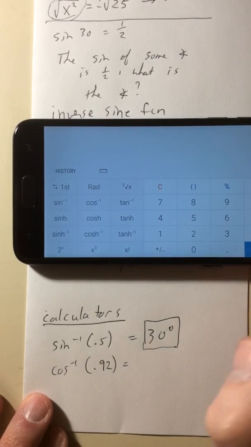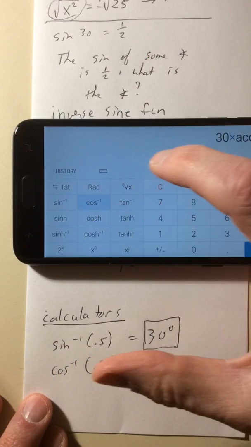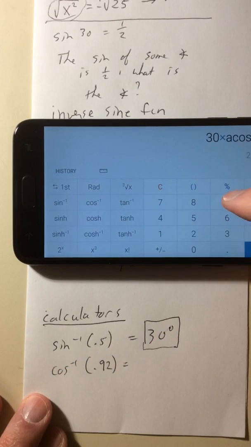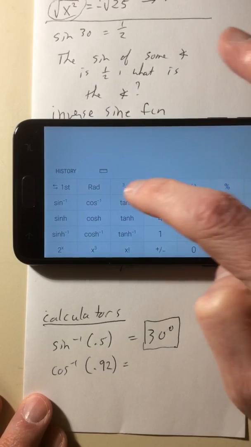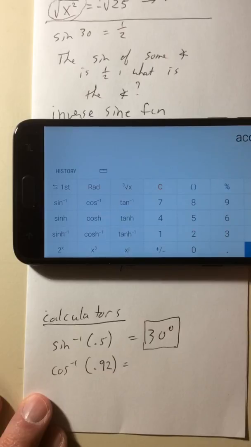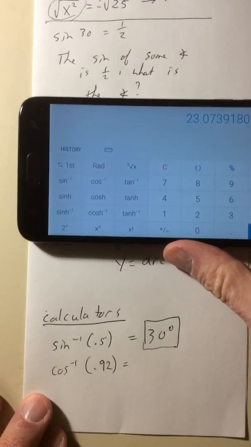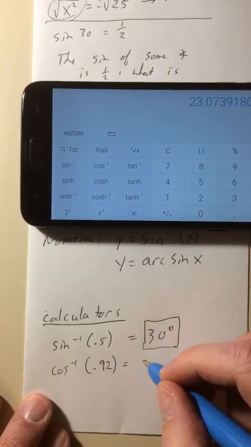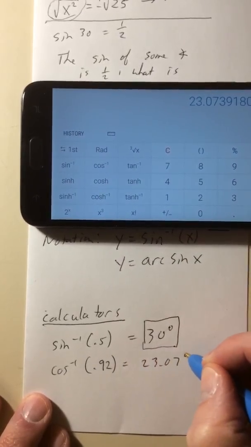Okay, so we're going to do what we just talked about. So we're going to do inverse cosine of 0.92. And, oh, I did not want to do times. All right, let's clear that. So inverse cosine of 0.92. And we have 23.07 degrees.